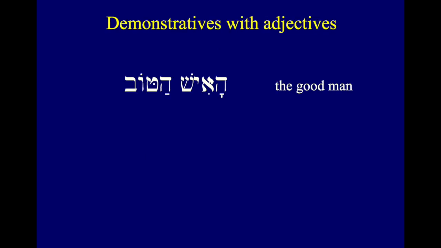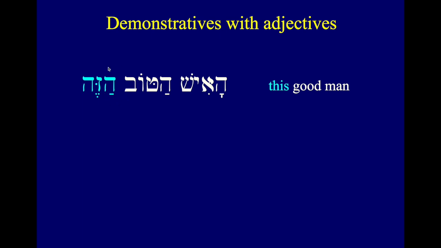A couple more examples here. So ha-ish ha-tov, that's the good man. This is our attributive adjective. What if I want to say the good man, this one, or this good man? Well, I could just add the demonstrative to the end of this clause here. Ha-ish, that's a noun. Ha-tov, that's my attributive adjective that's agreeing in definiteness and in number and gender and comes after. And then after that, I put the demonstrative, ha-zeh.